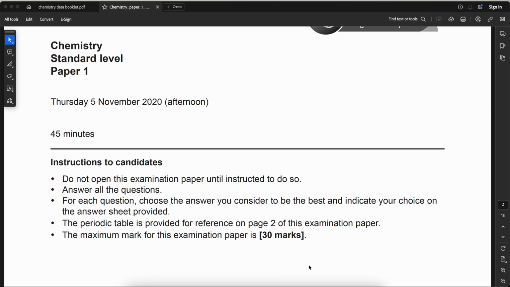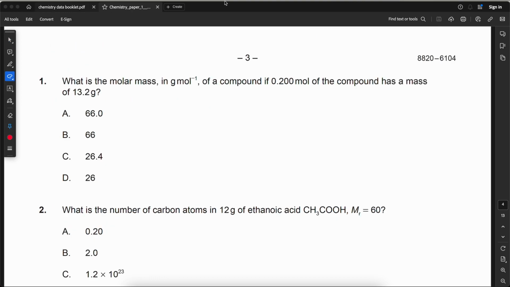And let's get started. What is the molar mass in gram per mole of a compound if 0.2 mole of the compound has a mass of 13.2 gram? So Mr would be m divided by n, which is 13.2 divided by 0.2, which is 66.